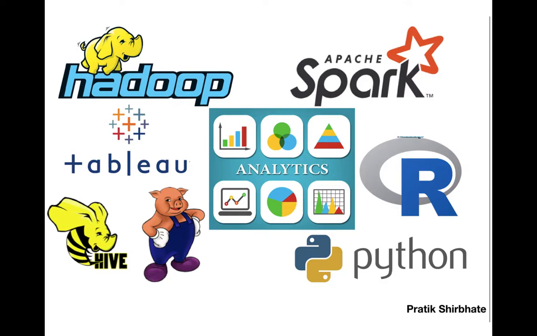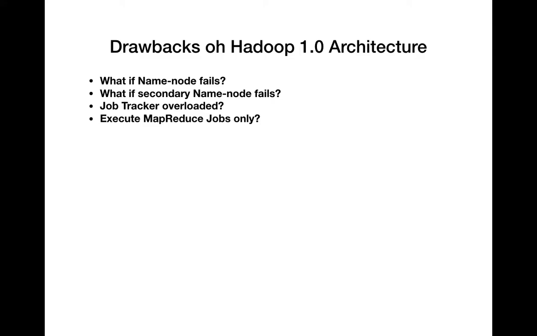My name is Pratik Shirbhate and today we will be learning about the architecture of Hadoop 2.0. In the previous video we have seen the architecture of Hadoop 1.0. So when we have Hadoop 1.0, why was Hadoop 2.0 introduced? What are the limitations of Hadoop 1.0?